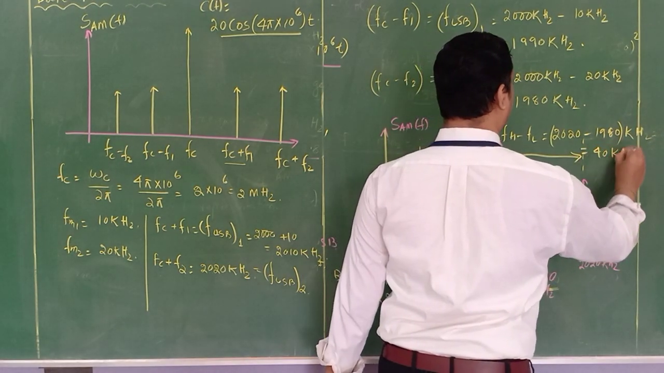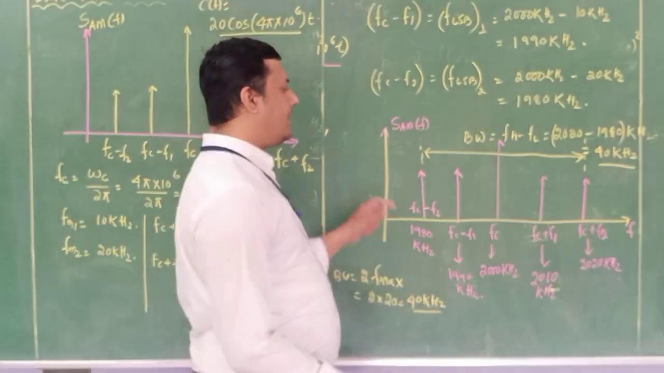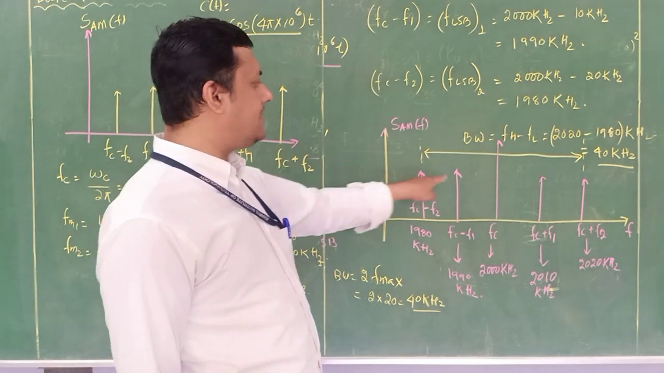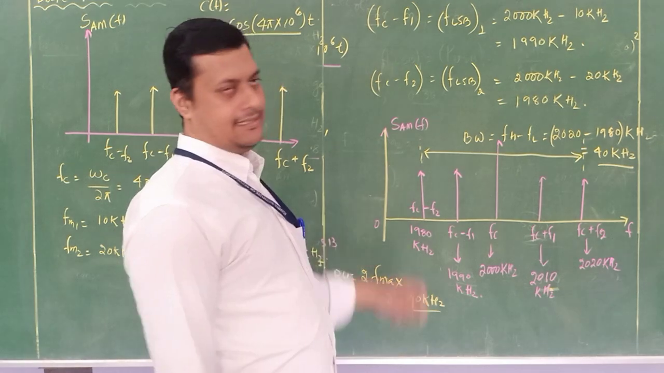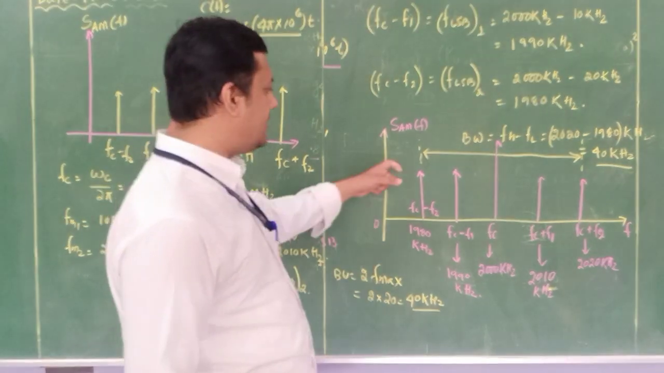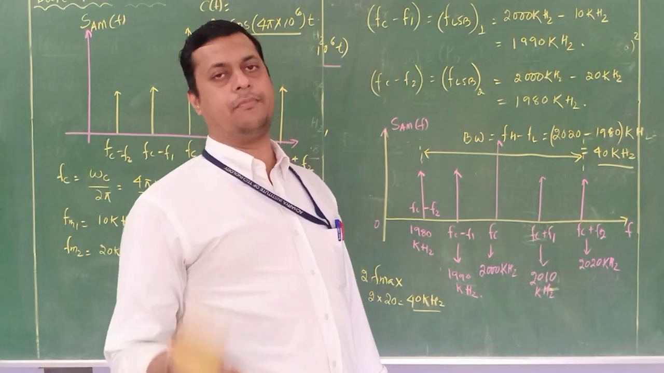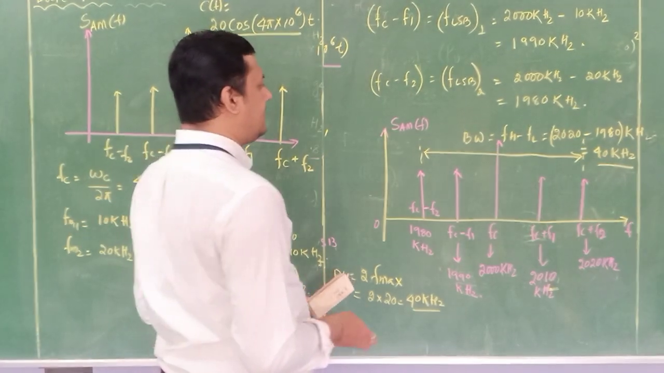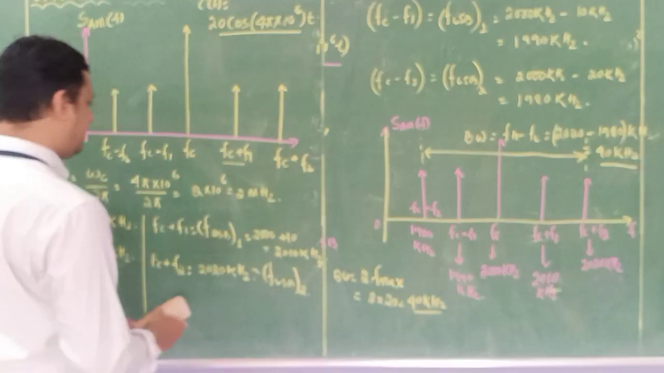40 kilohertz. So this is the bandwidth. Now once this frequency component we have identified, next we have to represent the amplitude. That is the most important part of our signal. Either you can represent this in terms of amplitude with potential, or we can represent in terms of power.